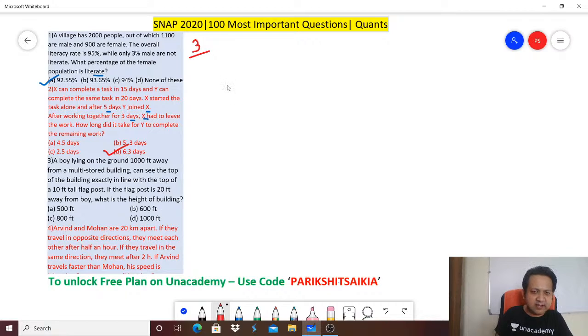So let's draw the diagram. Let's say there is a boy out here. And they say he's 1,000 feet away from a multi-storied building. So let's say this is the building. The distance between the boy and the building is 1,000.